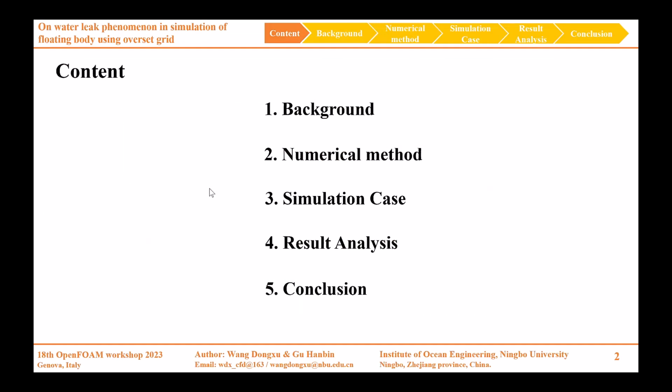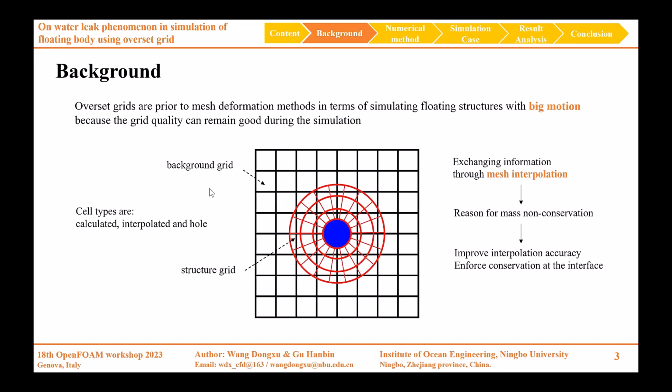The first is background. We all know that OVERSET grid is a deformation method in terms of simulating floating structures, especially with big motion, because the grid quality can remain good during the simulation. Here is a typical OVERSET grid. It may consist of at least 2 parts, a background grid and a structure grid. So these 2 grids exchange information through mass interpolation.